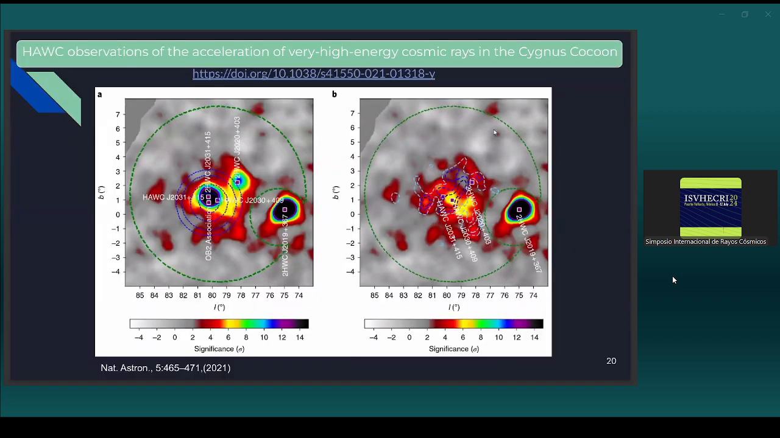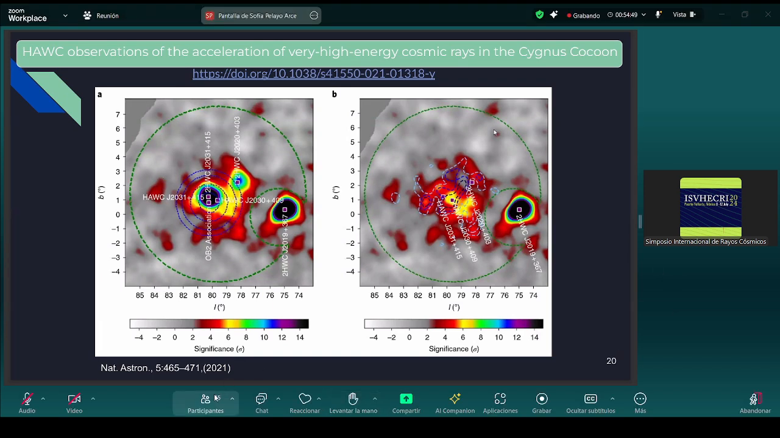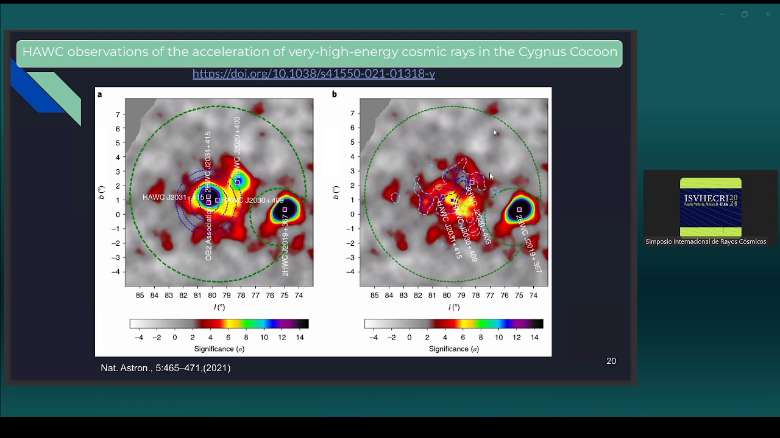And the other source that is really interesting among the recent results from HAWC is the region of the Cygnus cocoon. This region is characterized by a massive star formation rate in a bubble region. So we also have a lot of sources here. We remove all of the hotspots, that is, the sources that contribute here.